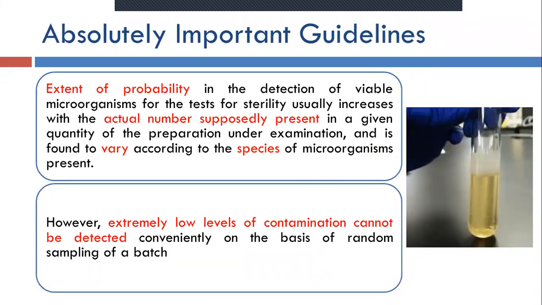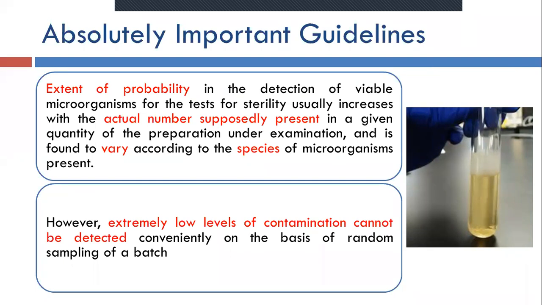So the extent of probability in the detection of viable microorganisms in the test for sterility usually increases with the actual number supposedly present in a given quantity of the preparation under examination, and is found to vary according to the species of the organisms present. So what is the probability of detecting these organisms if any microorganisms are present?